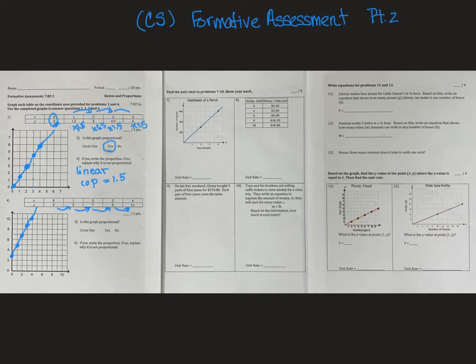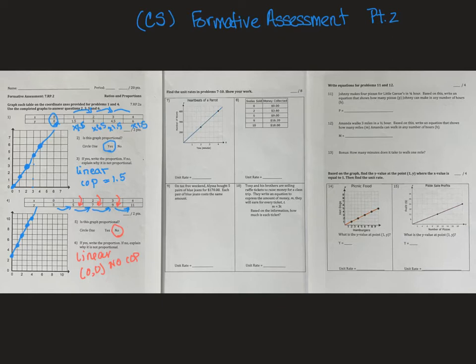But is there a unit rate? Do I have a constant of proportionality? Well, 1 times 5 is 5. Is 2 times 5 7? No. Is 3 times 5 9? No. Okay, so I do not have a constant of proportionality. So I'm saying, is this graph proportional? No. It is linear, but it does not go up through 0, 0. It has no constant of proportionality. Okay, there we go.